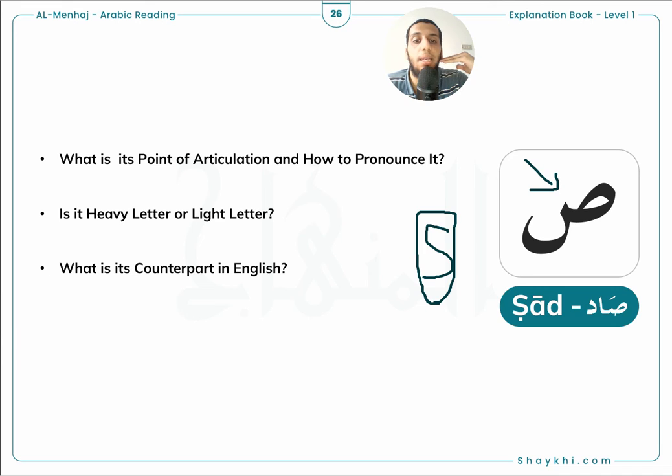Qul sadaqa Allah, not qul sadaqa Allah. Don't round your lips. Qul sadaqa Allah.